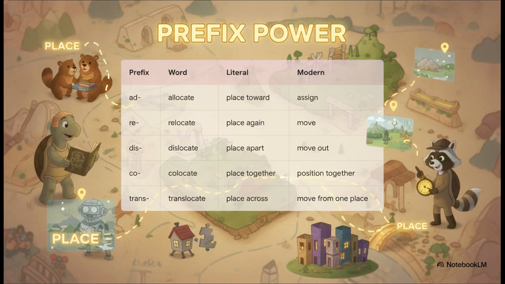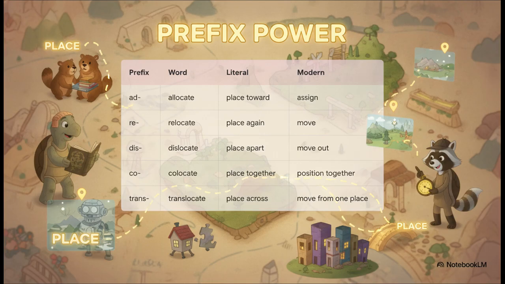Now let's see this in action with prefix power. Prefixes attach to the front of a word and transform the meaning of locus words, while still magically preserving that central idea of place. Let's go through them. For instance, the prefix a or ad means toward. When added to our root, we get allocate. The literal meaning is place toward, and the modern meaning is to assign or distribute. The prefix re means again, giving us relocate, literal meaning place again, modern meaning move to a new location.